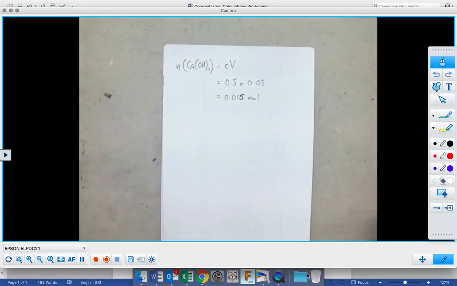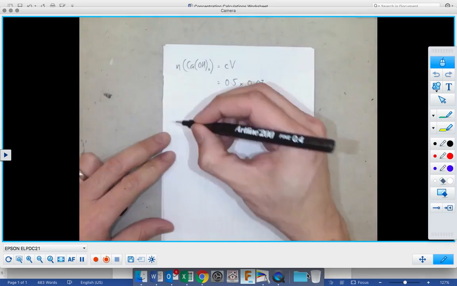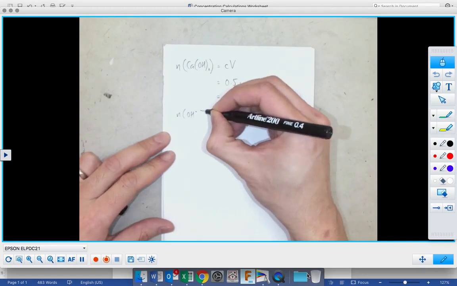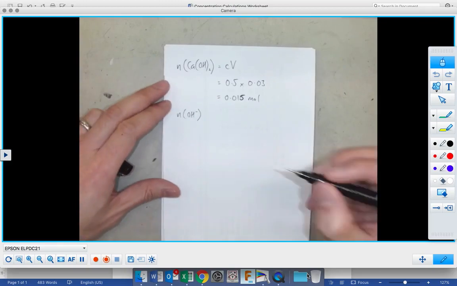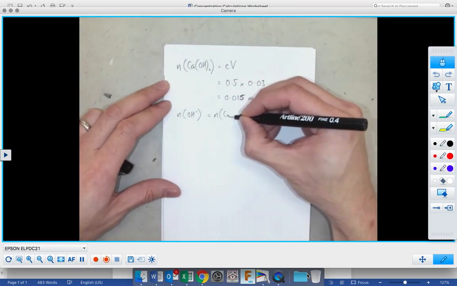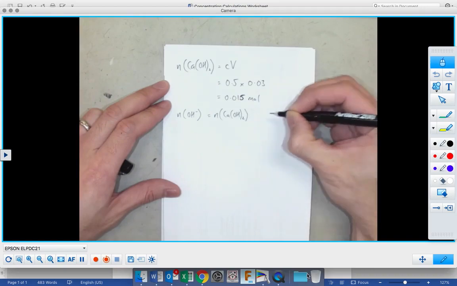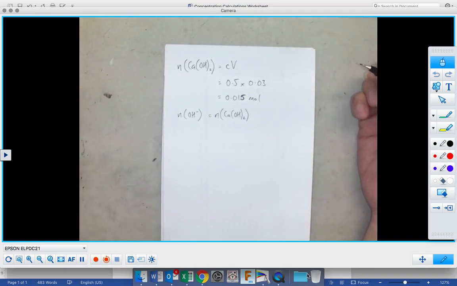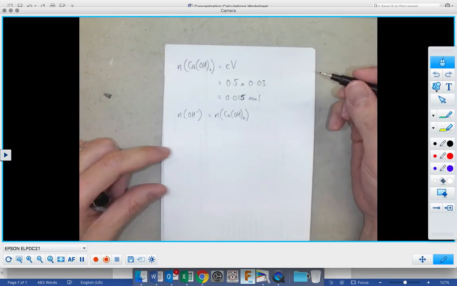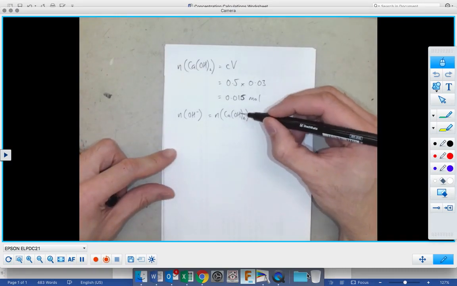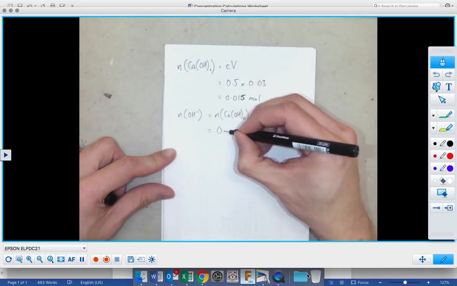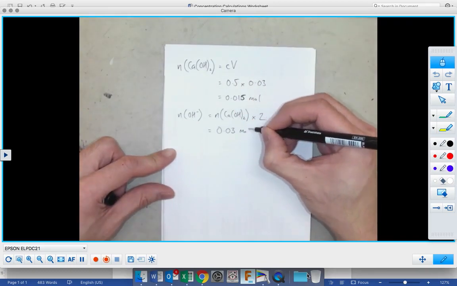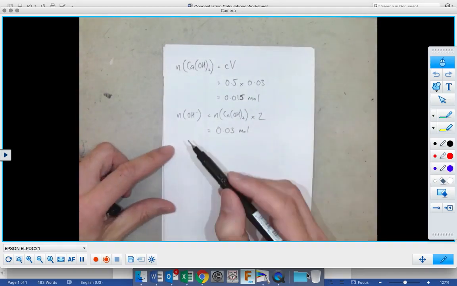Is that done? No. We are asking for the number of moles of OH- ions. The number of moles of OH- ions is related to the number of moles of calcium hydroxide solution. What is the ratio going to be? For every 1 unit of this, there are going to be 2 units of OH-, which means it's going to be 0.03 mole.